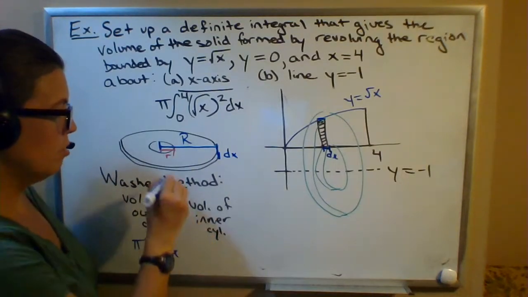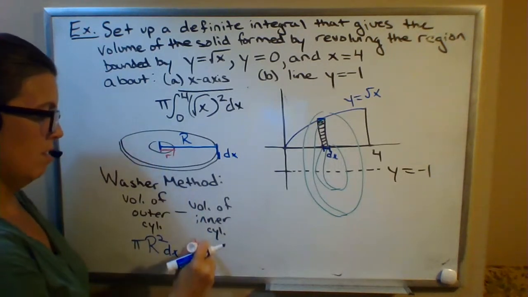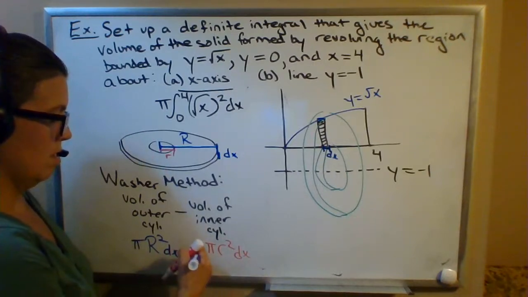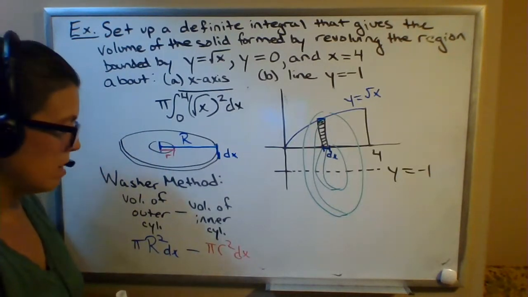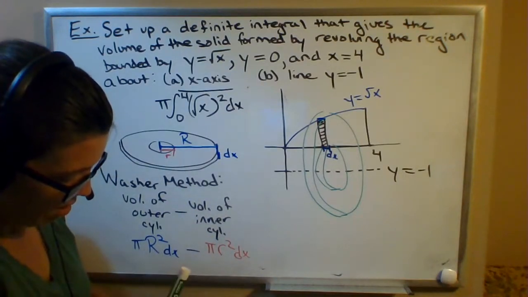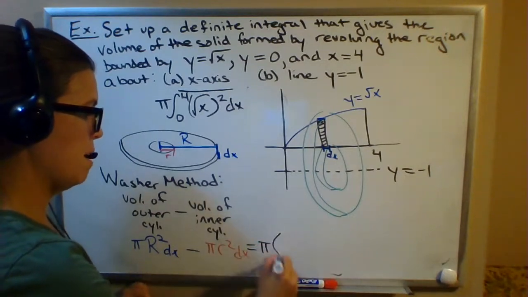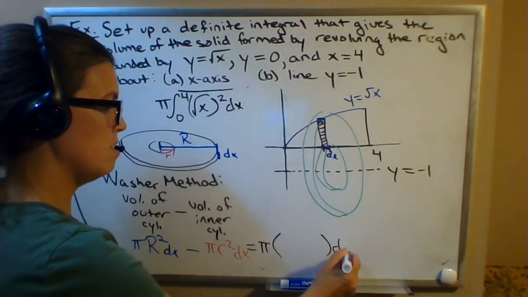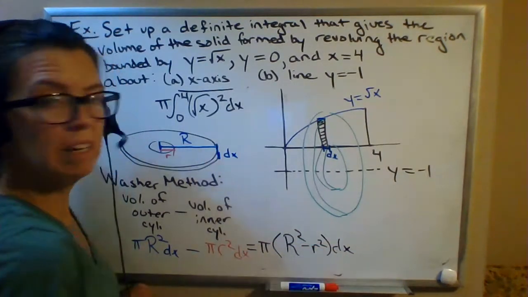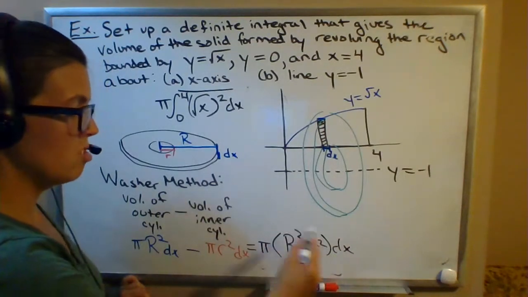Okay, and then inner cylinder, so it's pi r squared, but this time you're using the little radius, the little r, again times dx. And when you subtract that, notice that you could factor the pi out in front. We could factor out the dx in the back, and then inside we'll have outside radius squared minus inside radius squared. And so this is the gist of the washer method.